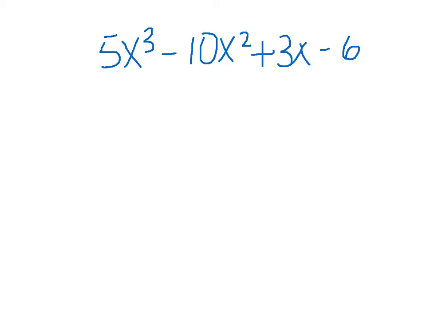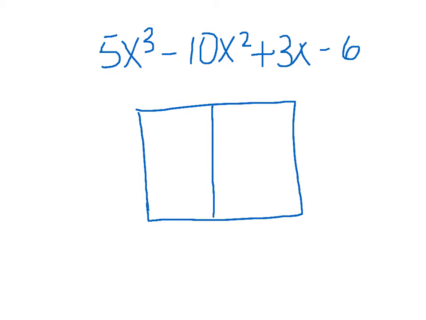This method of factoring is called factoring by grouping, and I'm going to try this method whenever I have 4 terms. So if I have 4 terms, I'm just going to go ahead and try and stick everything in the box and see if I can get it to work out.